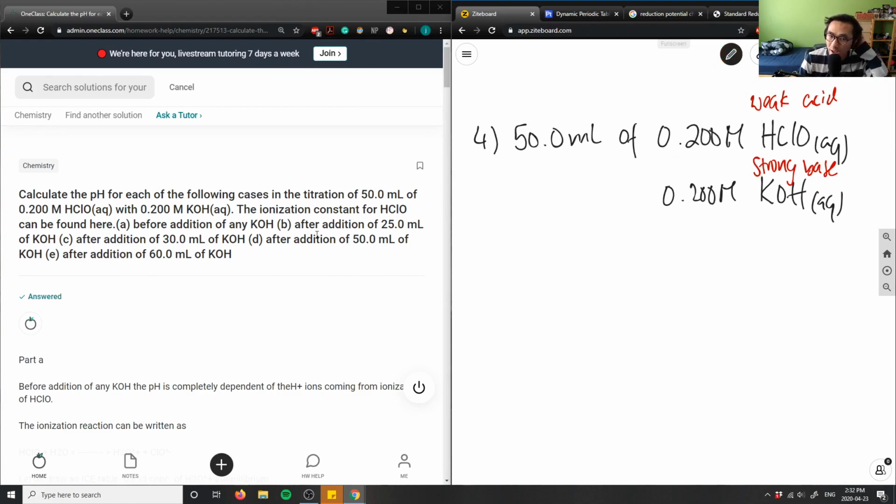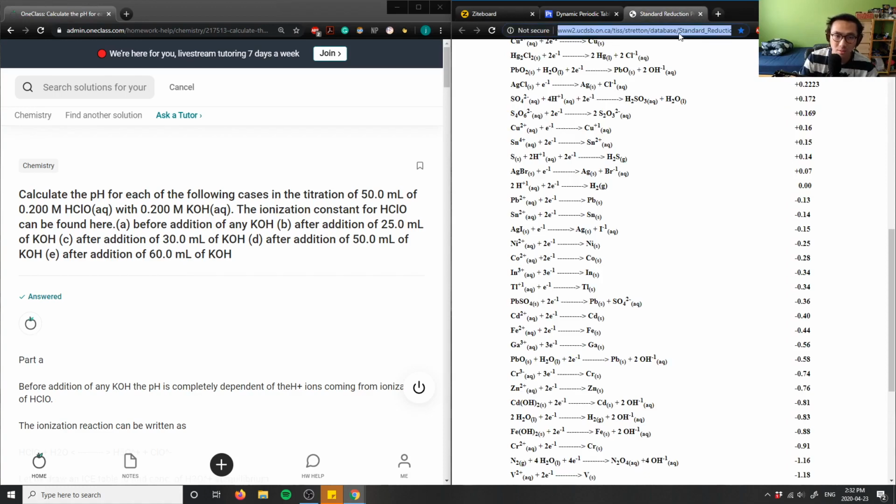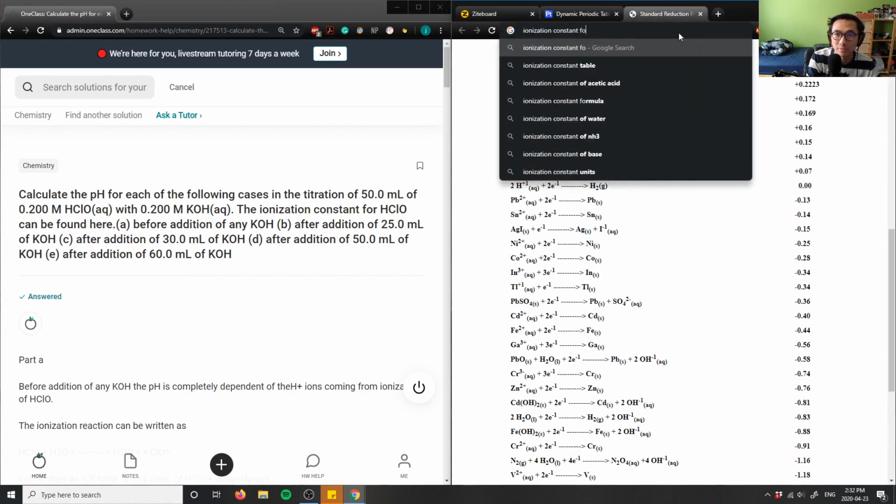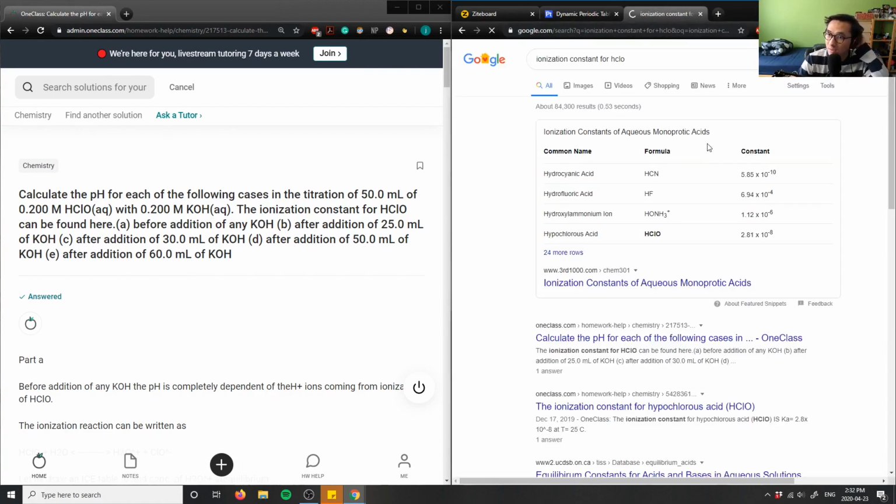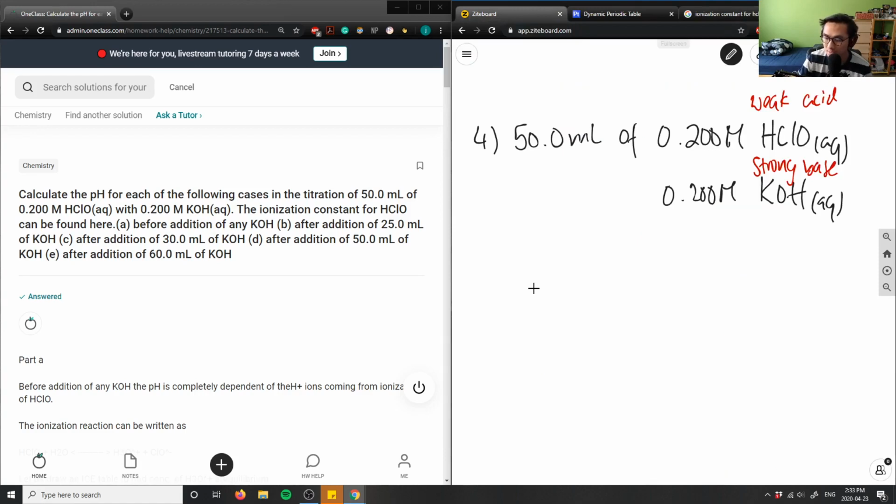And then it says the ionization constant can be found, and I don't know where that is. So I have to actually find out where that is. Let me find that for you. What is the ionization constant for HClO, because I need to know that. This is hypochlorous acid. It's 2.81 times 10 to the negative 8. This is the Ka, right? Yes, 2.81 times 10 to the negative 8.